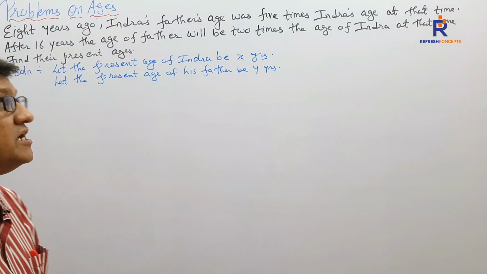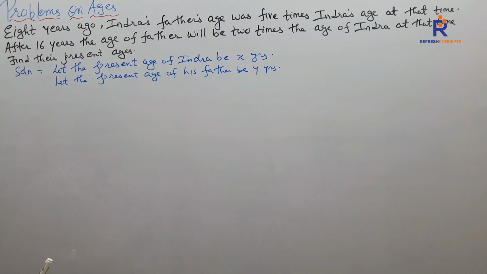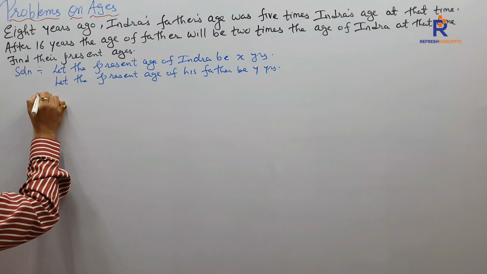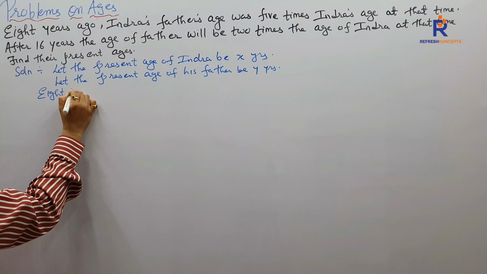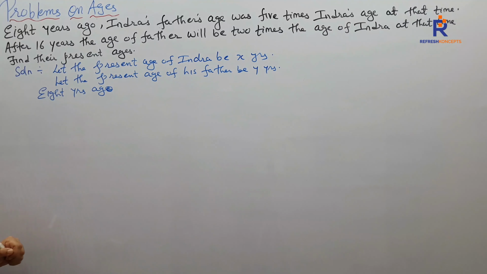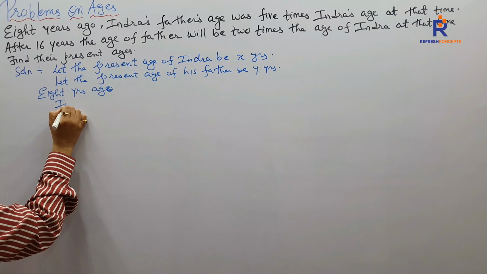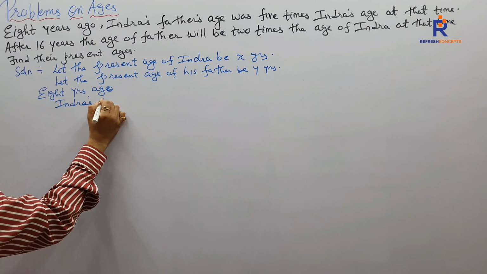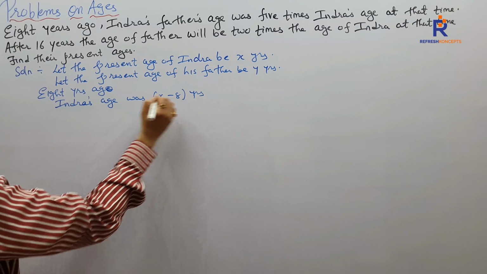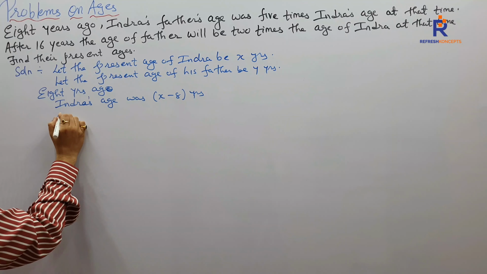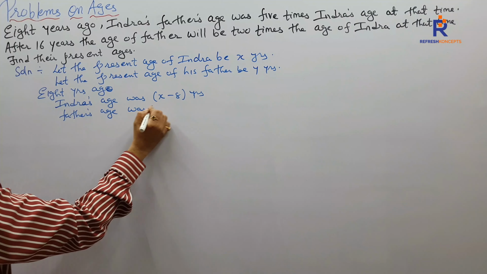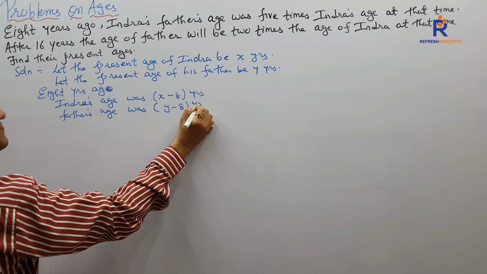Now it's the time to follow the question. What does the question want to say? 8 years ago. So what did sir say in the previous video? 3 words, 3 lines. 8 years ago. What was the age of Indra then? Indra's age was, can I say, X minus 8 years? What was his father's age? Father's age was, can I say, Y minus 8 years?